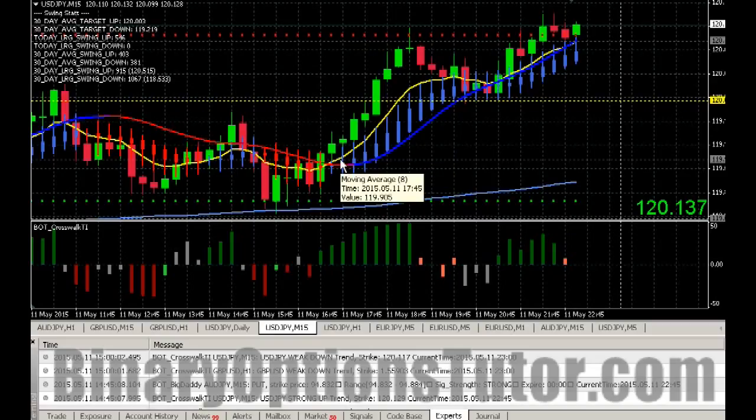Don't let me skip this. This is our slope direction, and you can see at a point here, the slope direction turned positive, went from red to blue. This is another moving average, our 8 moving average.